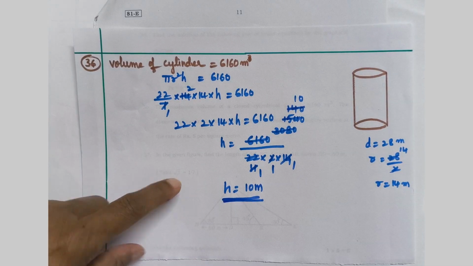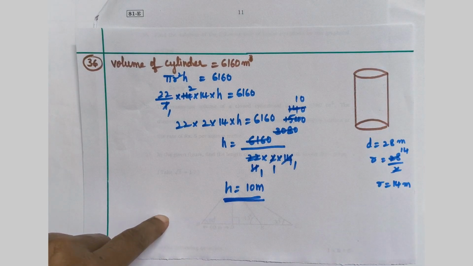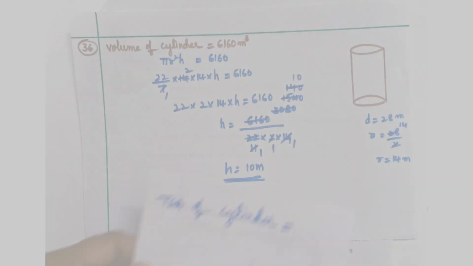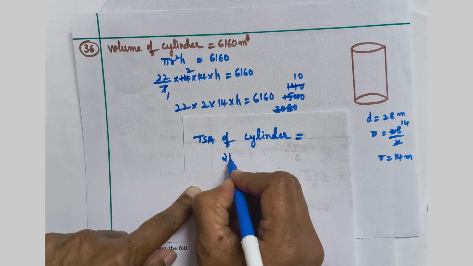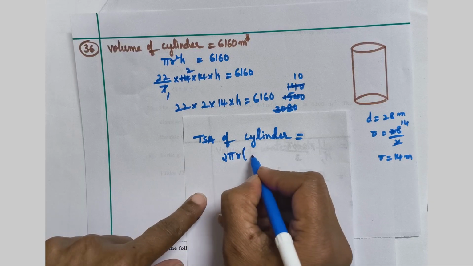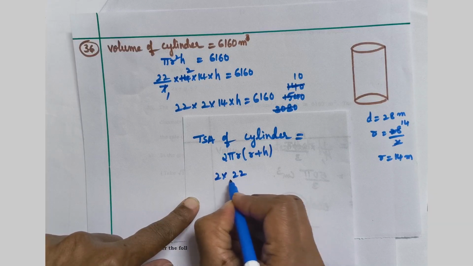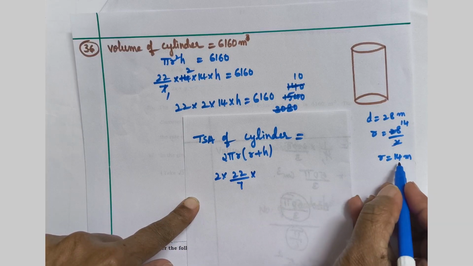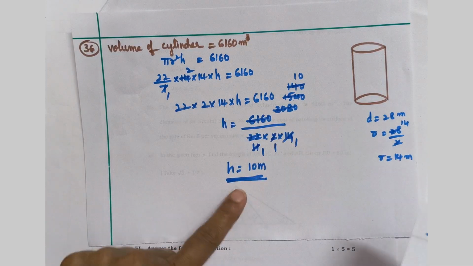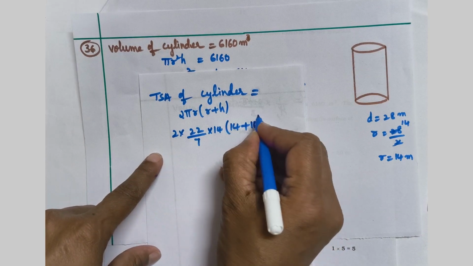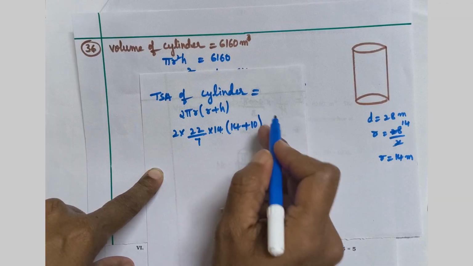Now you got the height. Now painting means we will find the total surface area. So the curved surface also we will paint, top also, bottom also we will paint. So now we will find the total surface area of a cylinder. What is the formula for the total surface area of a cylinder? 2πr(r + h). Now apply the values. 2 into the pi value 22 by 7 into the radius 14 into 14 plus the height, which you just got, 10.